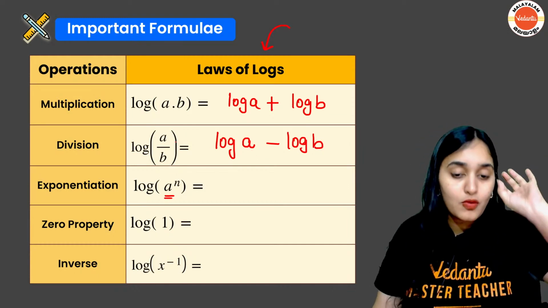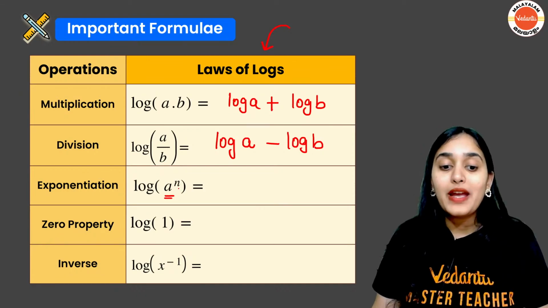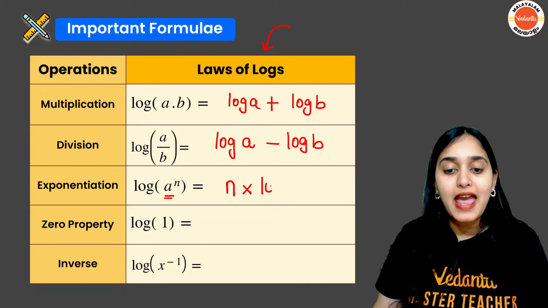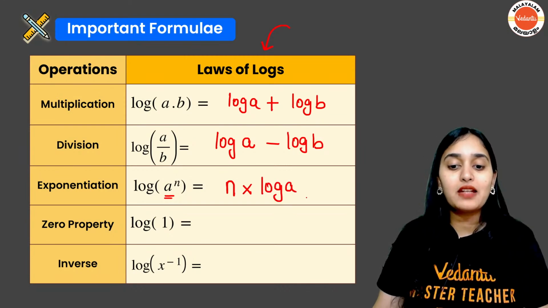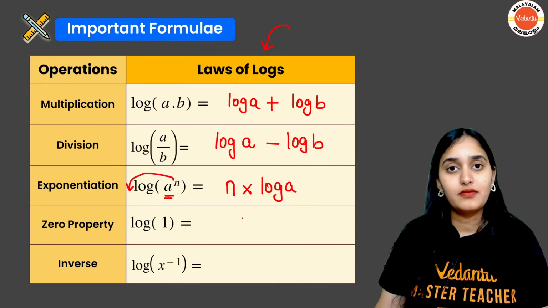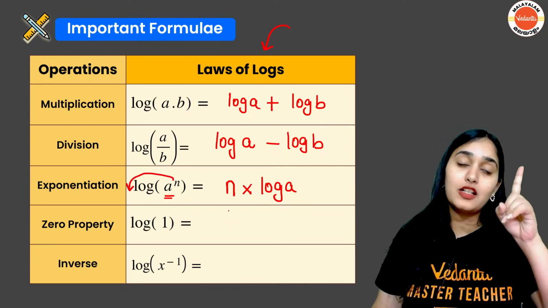Now this is the most important rule. When there is an exponent, that exponent comes in front and we simply multiply it with log A. So whatever the power is, it will come in front when you are applying log. Remember this, it is very important.